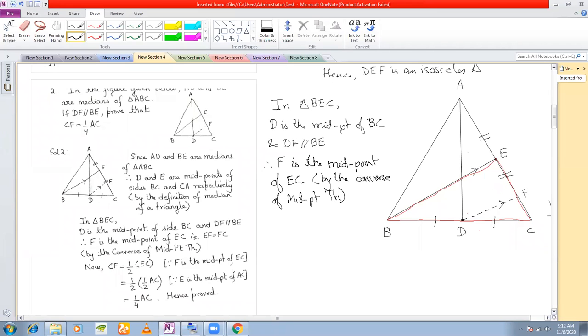What do you have to prove here? We have to prove CF is equal to 1/4 of AC. So we start from CF. CF is equal to. Now what is CF here? We have proved that F is the midpoint. So CF must be half of CE, right or wrong? Because F is the midpoint of E and C. F is the midpoint of EC as shown above.